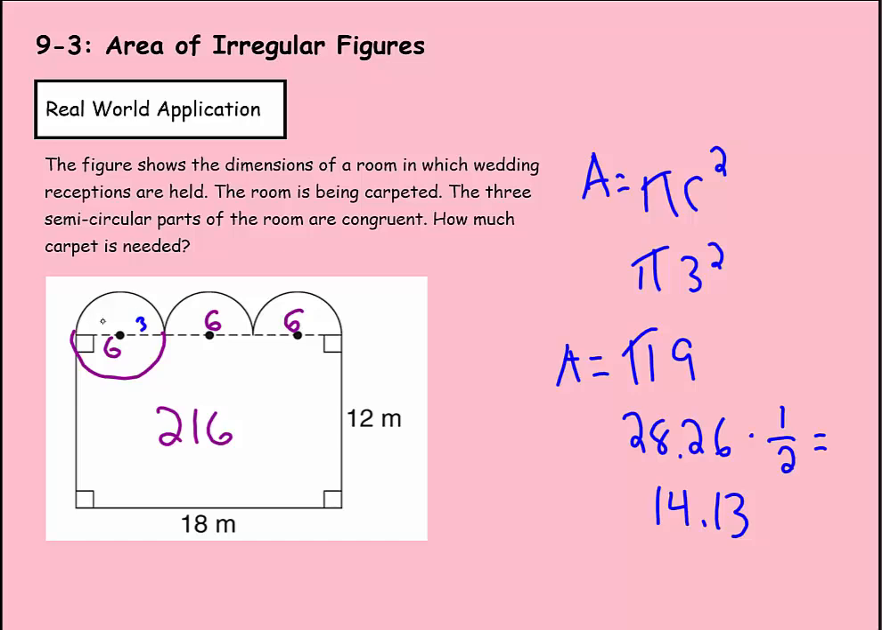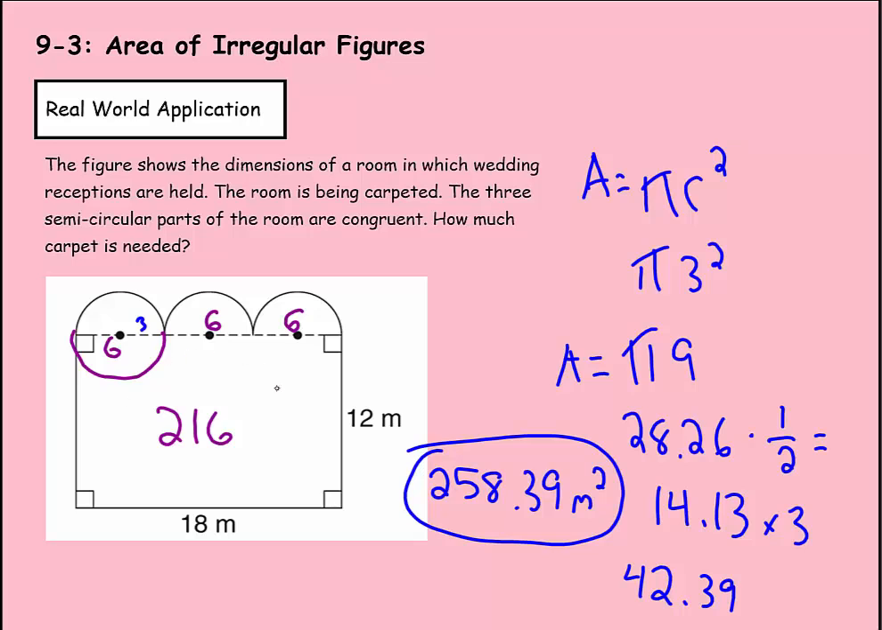So now that we have found 1/2, we can multiply that times 3 halves. So we can multiply that 14.13 times 3. That gives us an answer of 42.39. So this is the area of the half circles. This is the area of the rectangle. If I add that together, that gives me an answer of 258.39. And that's going to be in meters squared.